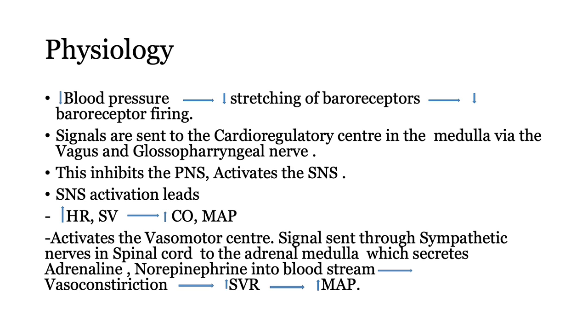The sympathetic nervous system also activates the vasomotor center, which is found in the medulla as well. Signals will be sent through the sympathetic nerves in the spinal cord to the adrenal medulla, which will secrete adrenaline and noradrenaline into the bloodstream. These two hormones will cause vasoconstriction, and this vasoconstriction will lead to an increase in systemic vascular resistance, which will lead to an increase in the mean arterial pressure.